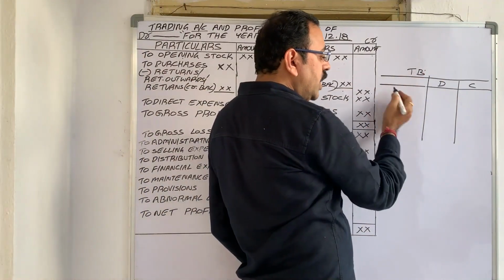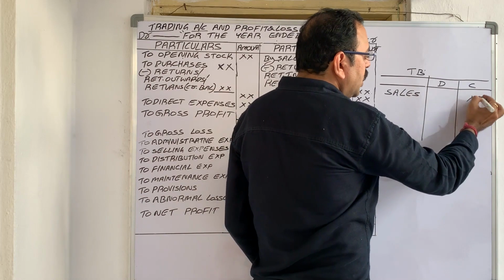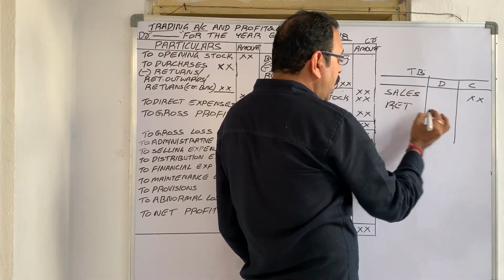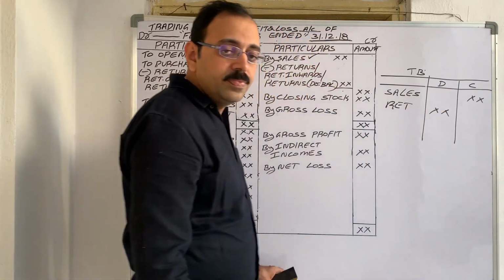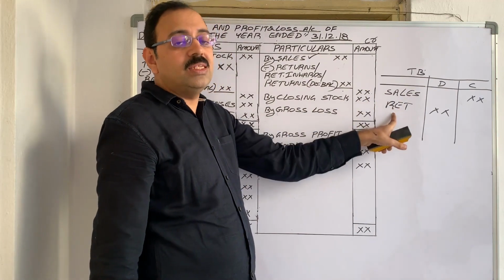Suppose in the trial balance he has given like this. Sales income, which he always gives in the credit column, and a returns amount in the debit column. He is not clearly stating whether it is purchase return or sales return.